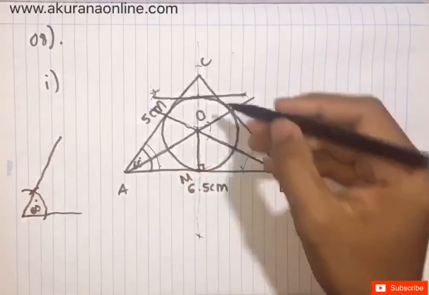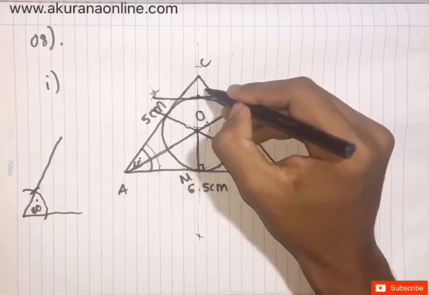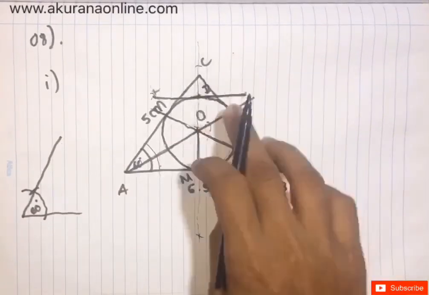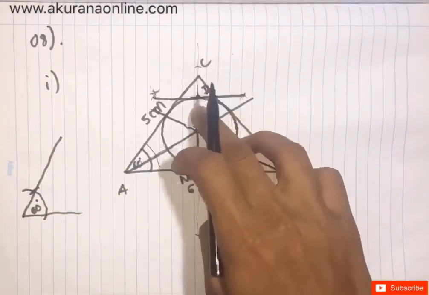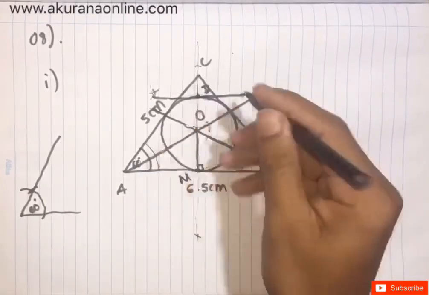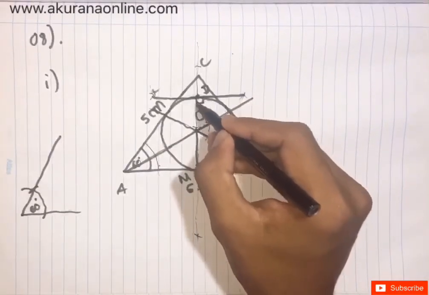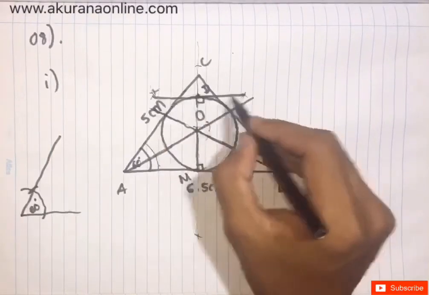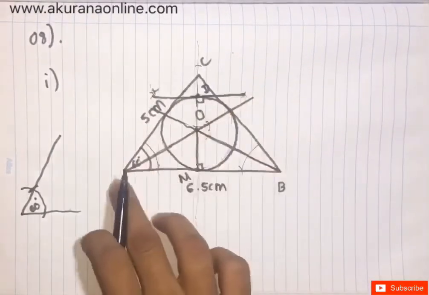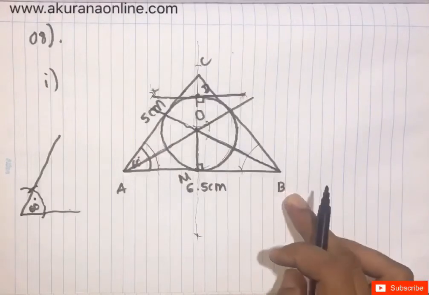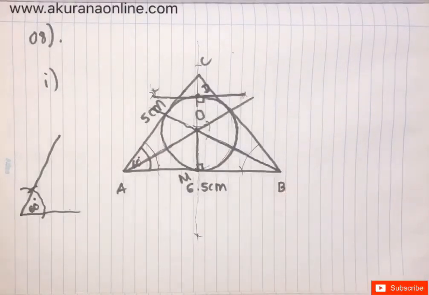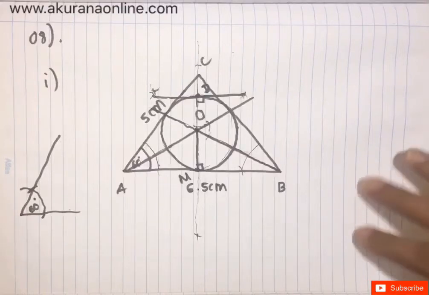Now where should be the point D? This is our point D, and see, to the point D we have a tangent. This is the tangent to the point D. It makes 90 degrees, and this tangent is also parallel to the line AB. Okay, that's all.